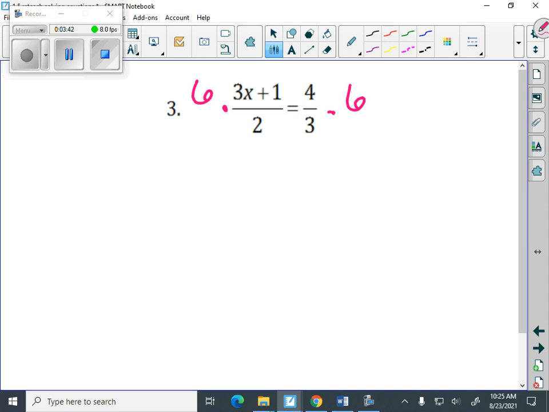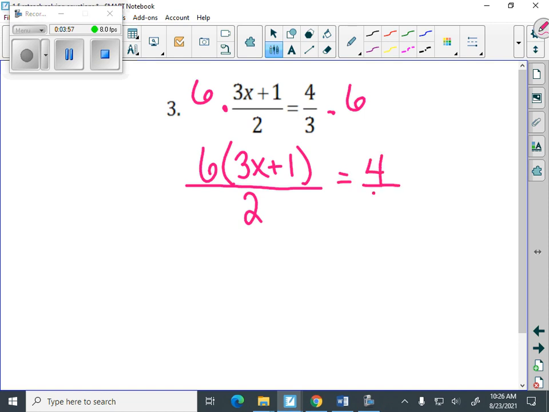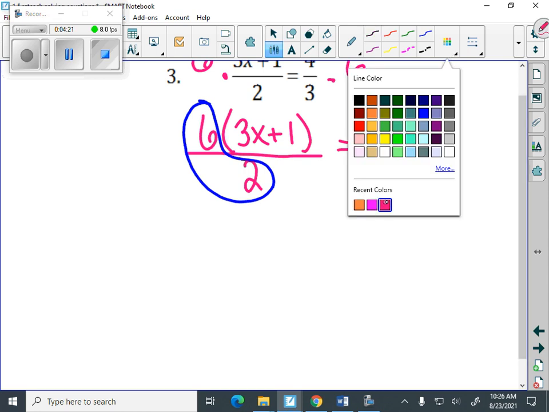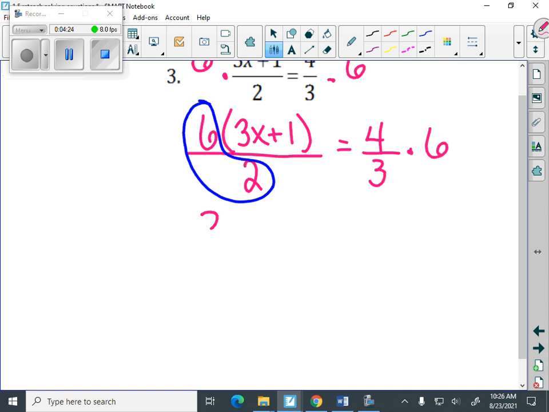So what happens then is, this becomes 6 times 3x plus 1 all over 2. And on the other side, this becomes 4 thirds times 6. And in a moment, even though I'm not going to show it on the video, I am going to type in 4 thirds times 6 in Desmos. But what also happens is that 6 divided by 2 simplifies. Again, if you don't know what that is, then you type it into Desmos. 6 divided by 2 is 3.